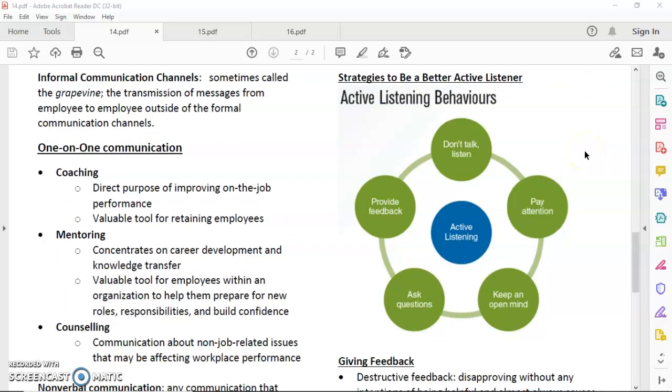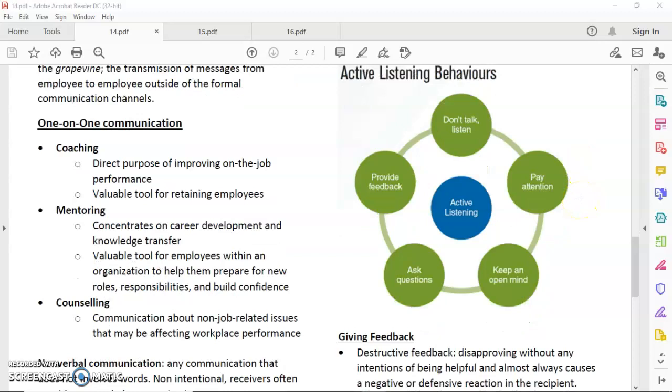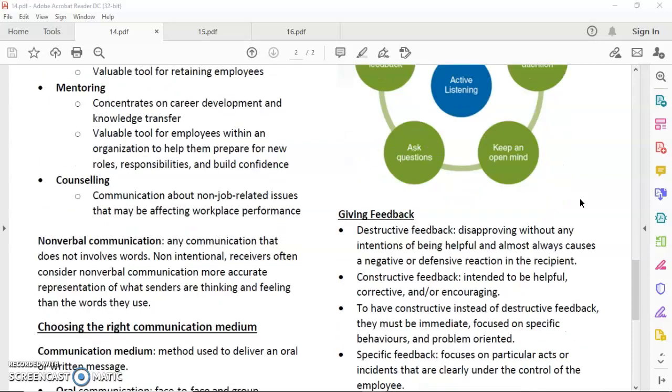After, we have the strategies to be a better active listener, which is something that should be communicated and taught to people in any business, since it's a way to help you better understand the message that the other person is giving you. So: asking questions, providing feedback, don't talk but only listen, and talk after the person giving the communication is done. Need to pay attention and keep an open mind.